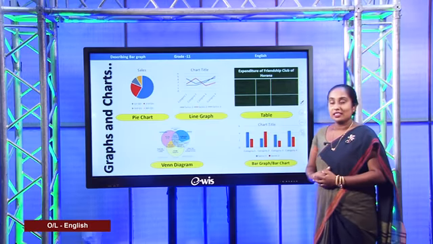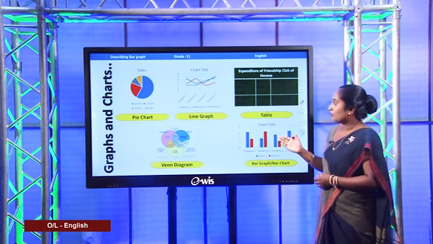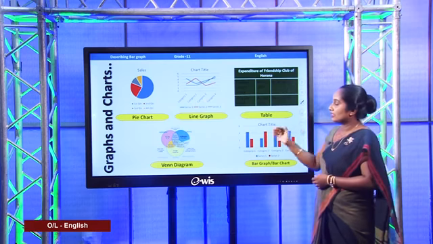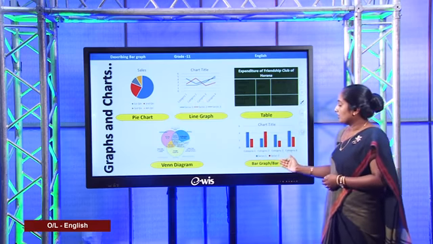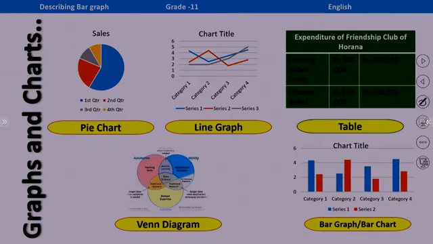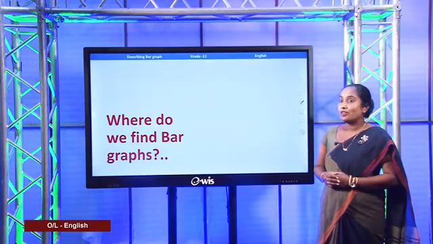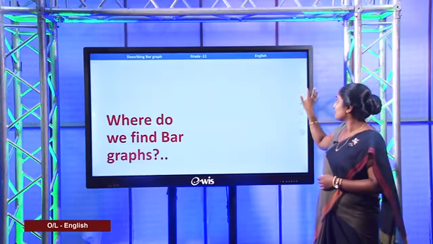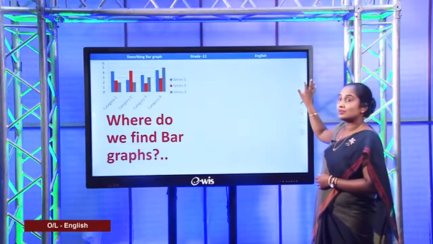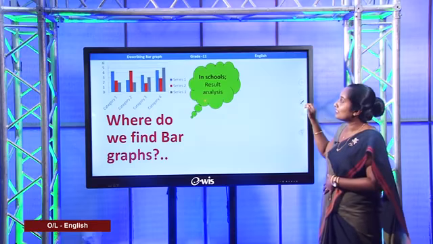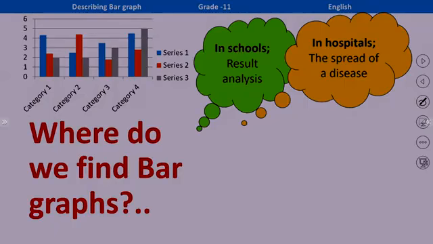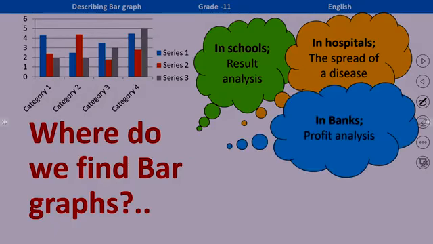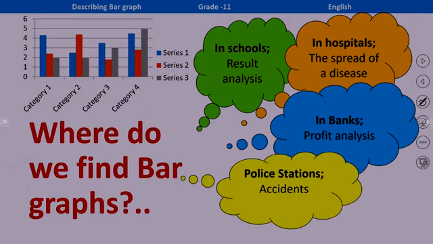Pie chart, line graph, table, Venn diagram, bar graph or bar chart. Today my lesson is focused on the bar graph. Okay children, now I am going to ask a question. Where do we find bar graphs? Yes, we can find bar graphs in schools, in hospitals, in banks, in police stations.